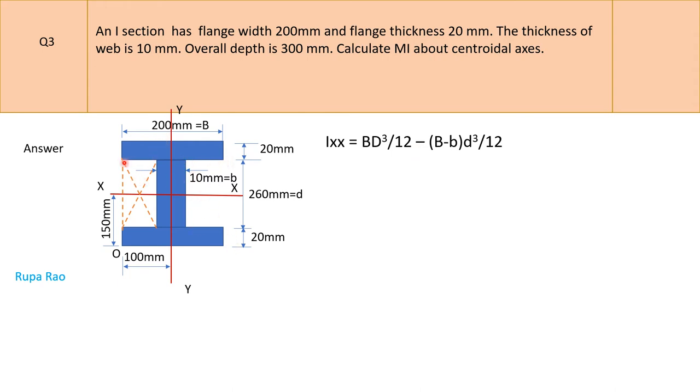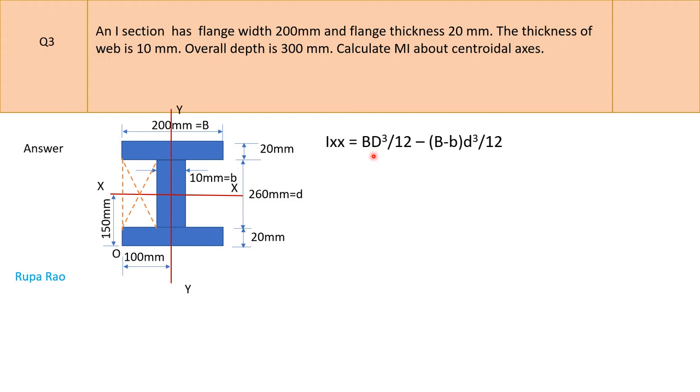So what is the width? This width plus this width. How do I calculate it? Capital B minus small b. Capital B is 200 minus this 10, when I do that I get this width plus this width. So this is the hollow section whose width is capital B minus small b. And this is the depth of this hollow rectangle, and that is 260 here. And it's cubed, so this is d cube by 12. So I am subtracting the hollow rectangle from the outer rectangle, so that what remains is this I section, and I get the moment of inertia Ixx.